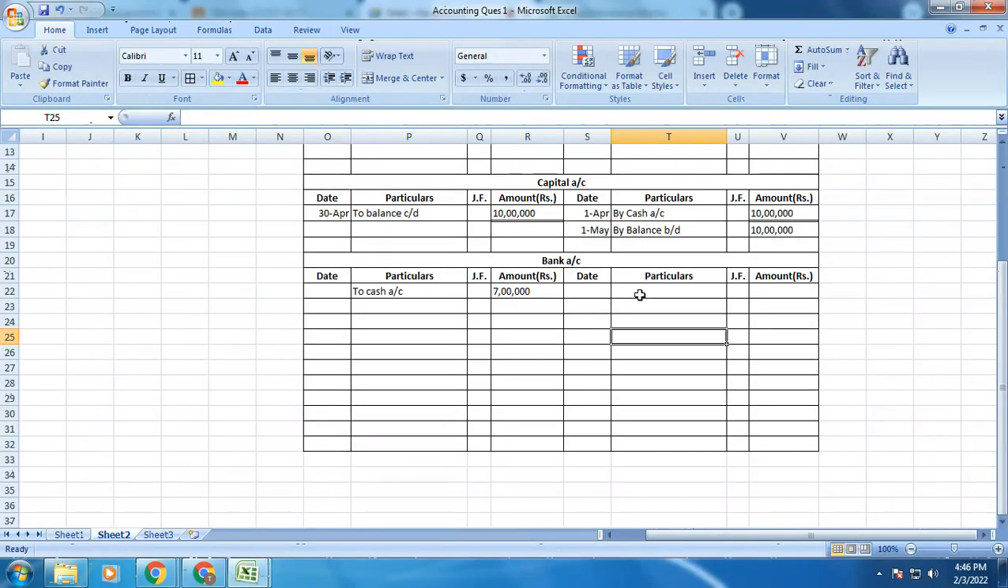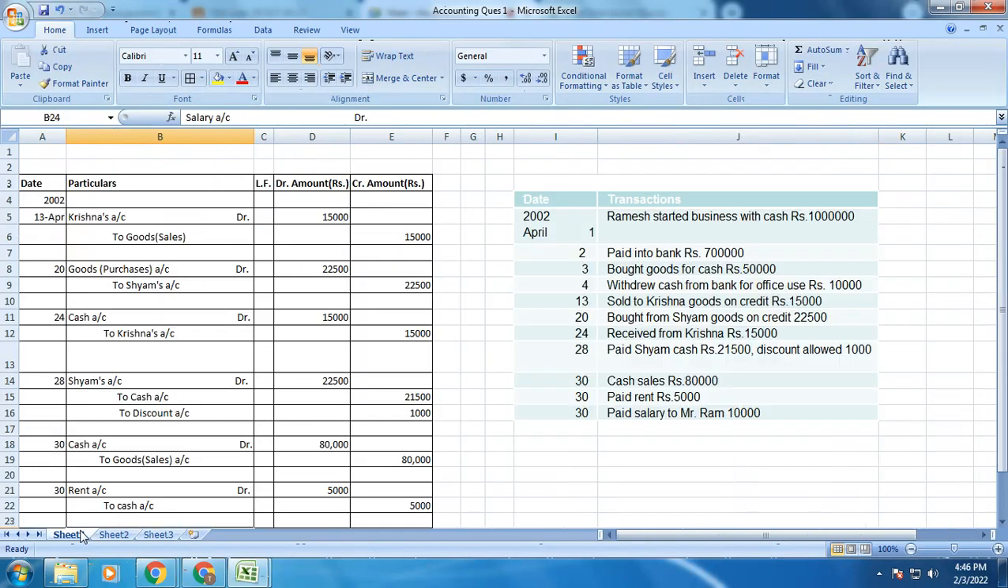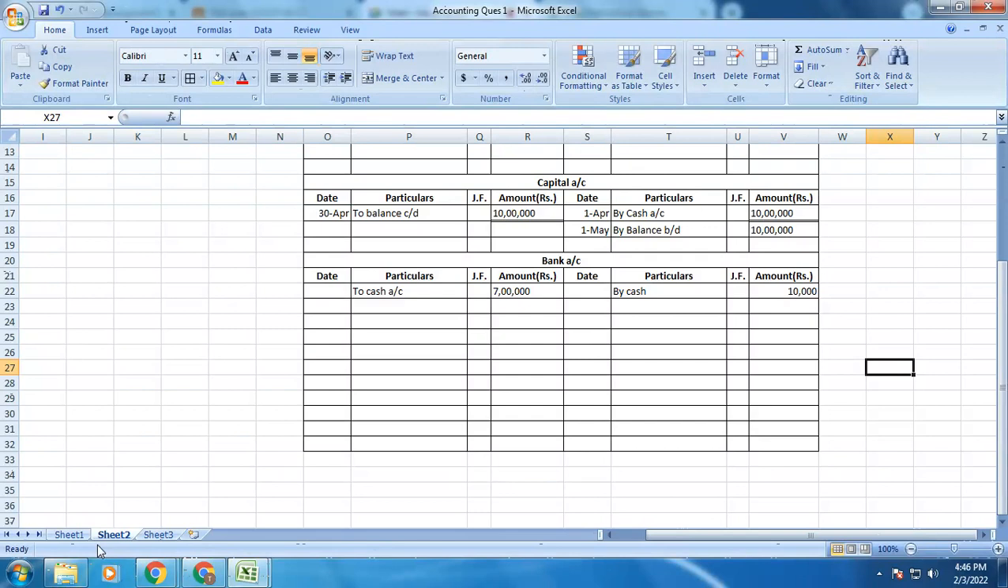Then after that, bought goods for cash, withdrew cash from bank for office use. So this was the next one. So I'll write buy cash 10,000. Then what else? Withdrew for sold to Krishna on credit, received discount, cash, rent. So these are the only two entries in the bank account. One, receipt of 7 lakh rupees from cash, and payment of 10,000 rupees or withdrawal by the proprietor.